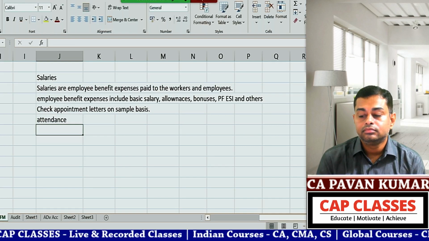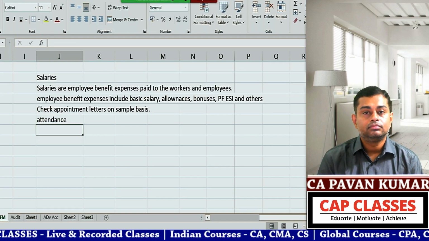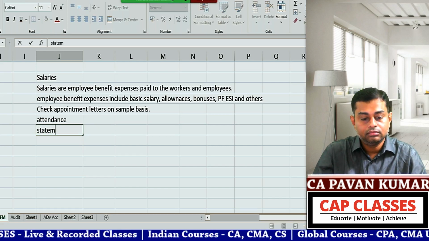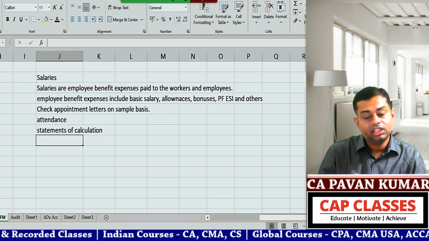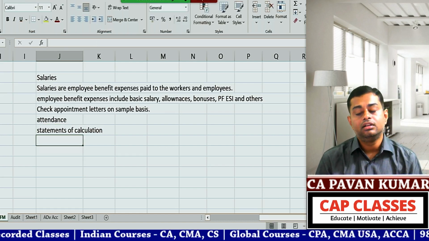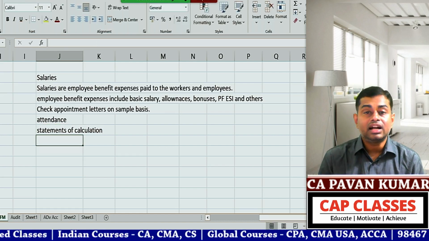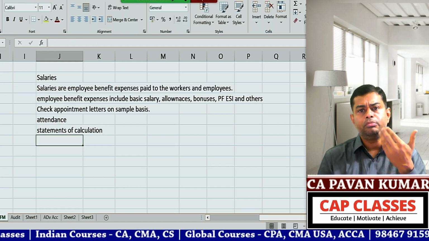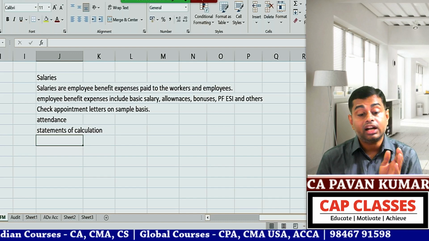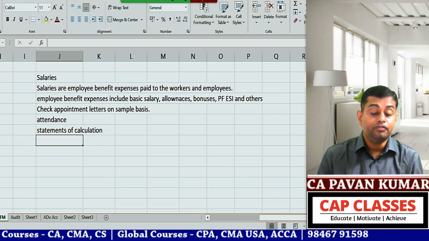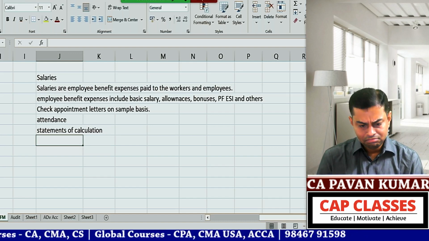Then check the statements as to whether the appropriate amount of salary has been paid. Statements of calculation, accuracy, how it is calculated. Whether any deductions are deducted properly. It could be TDS, it could be professional tax, it could be PF, ESI. So many deductions will be there. So the auditor has to verify deductions. So verify payroll.